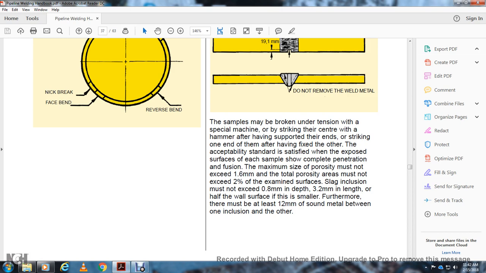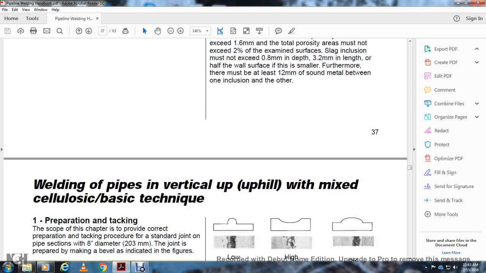Acceptable standards are satisfied if each sample shows complete penetration and fusion. The maximum size of porosity must not exceed 1.6 millimeters, and total porosity must not exceed 2%. Examine the surface: slag exclusion must not exceed 0.8 millimeters in depth and 3.2 millimeters in length, or half the wall thickness if smaller. Furthermore, there must be at least 12 millimeters of sound metal between one exclusion and the other.